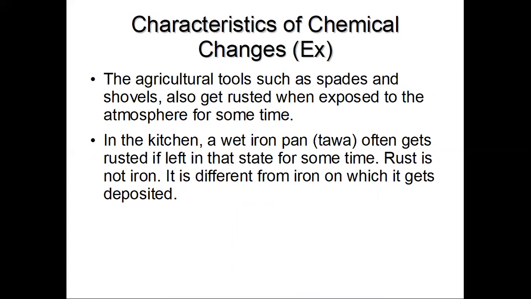Examples are the agricultural tools used, such as spades and shovels, which also get rusted when exposed to the atmosphere for some time. In the kitchen, an iron wet pan or tawa often gets rusted if left in that state for some time. Rust is not iron. It is different from the iron on which it gets deposited.